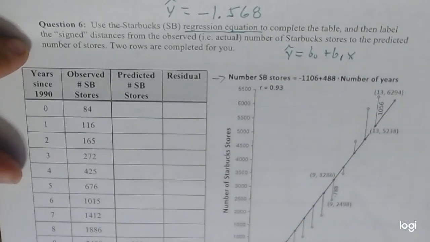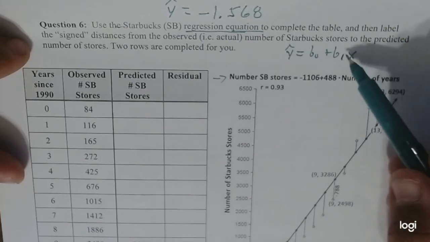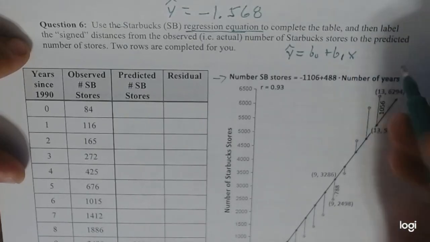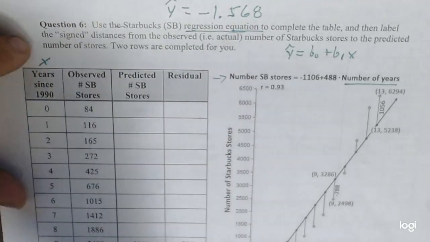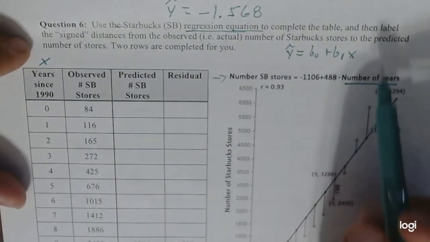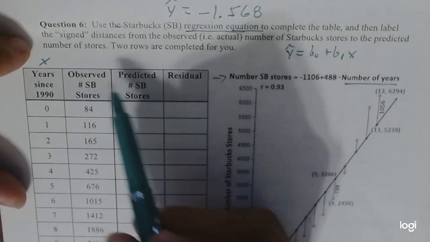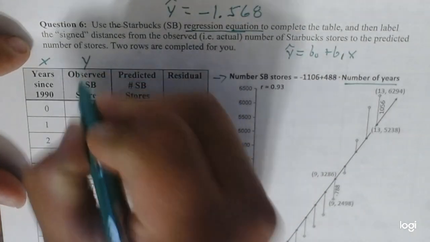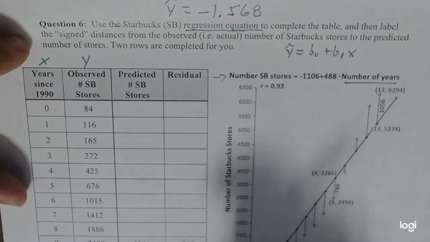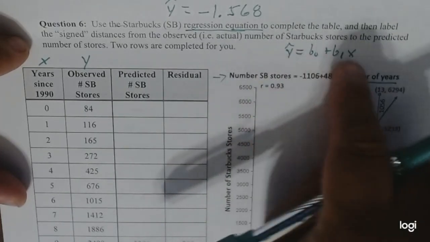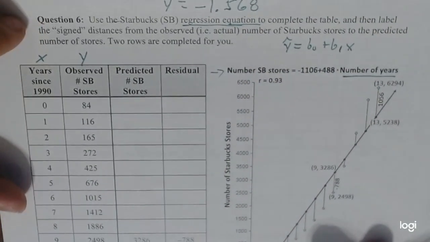So we know what x and y has to be. So x is always next to the slope, which means it's going to be the number of years. So it's going to be our x. And since this is number of Starbucks stores, this is going to be our y values. Okay? So they don't have to literally tell you what x and y is. They can give you the regression line, and from there, you should be able to tell which is x and y just from that portion itself.